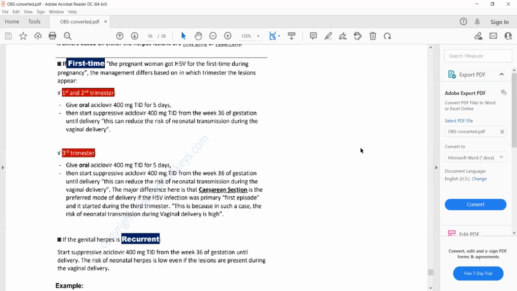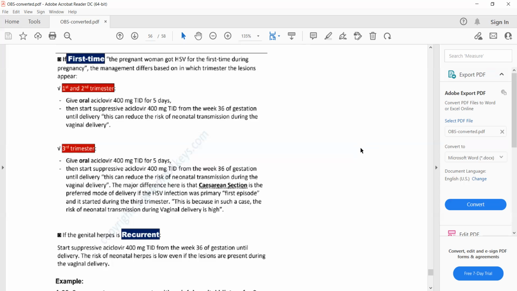But the difference between first and second trimester management and third trimester management is that in first and second trimester management, along with acyclovir, vaginal delivery is done, and in third trimester, along with acyclovir, cesarean section is done. So if a female develops genital herpes during the third trimester of pregnancy, we will give 400 milligram for 5 days and then 400 milligram from 36 weeks of gestation. And the baby will be delivered through cesarean section. And in first and second trimester, the baby will be delivered through vaginal delivery.